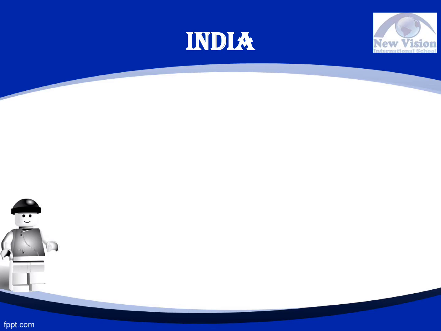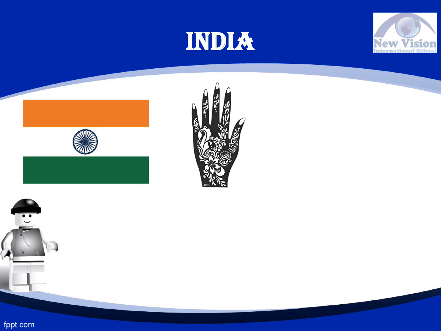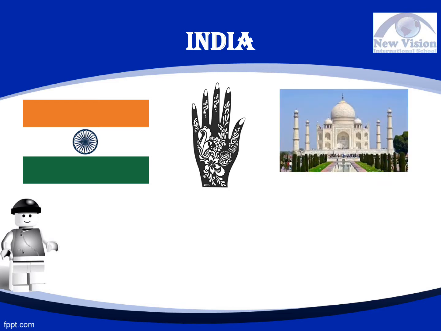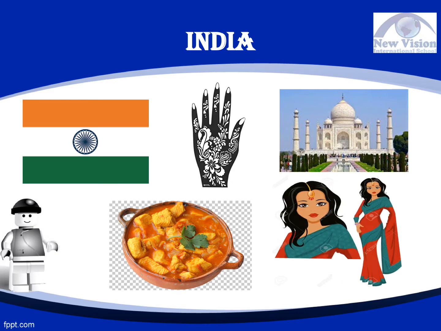The second country is India. This is the Indian flag. This is henna patterns, which is also famous in India. Some Indian architecture. And this is curry, which is a famous food in India. And of course, all of us know the sari, which is the traditional dress in India.